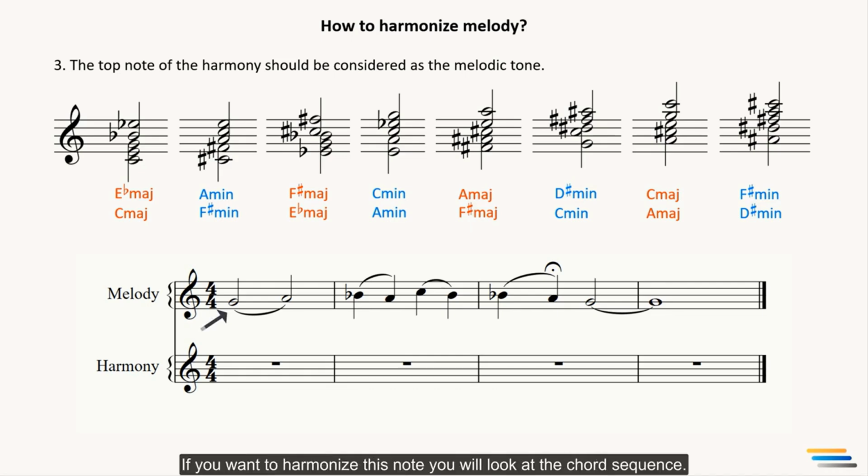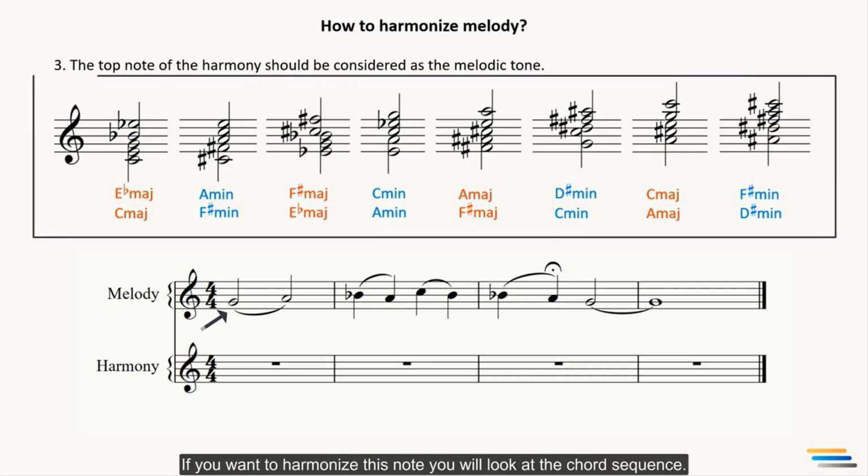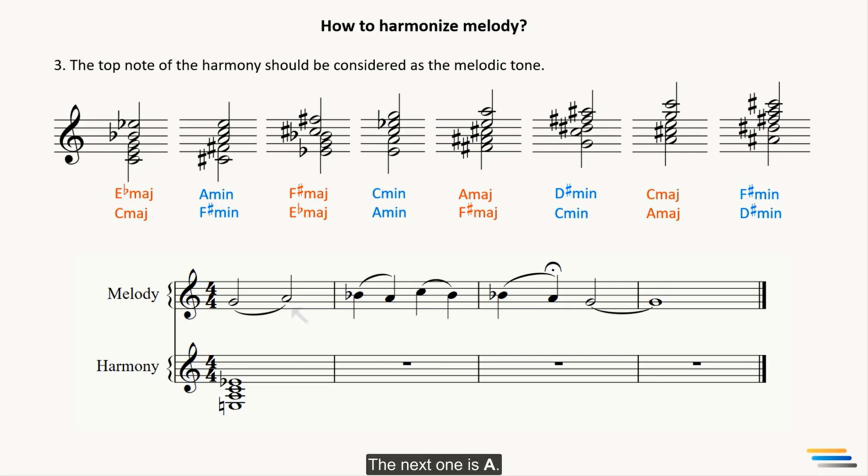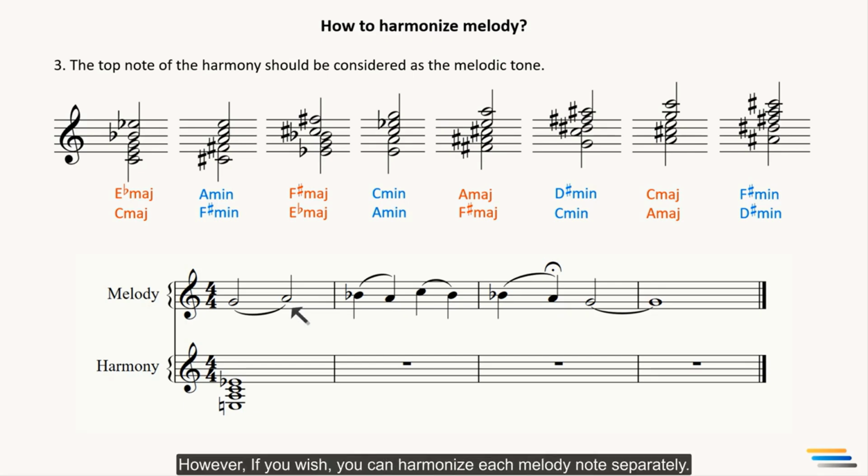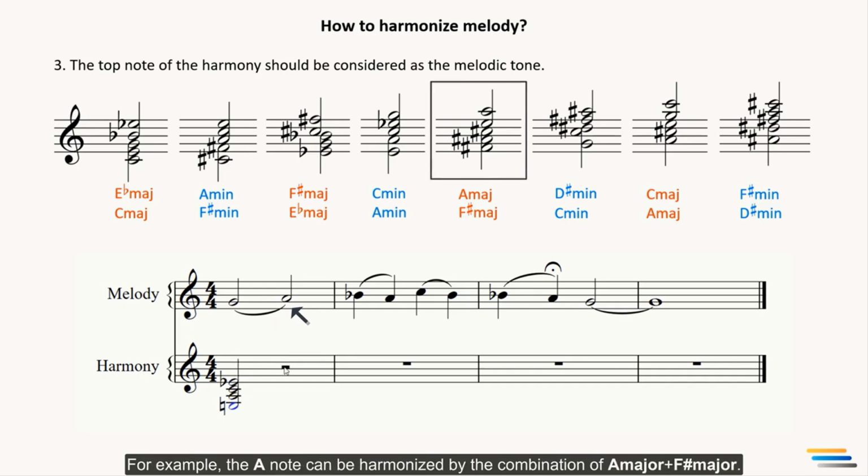If you want to harmonize this note, you will look at the chord sequence. The next one is A. I'm leaving this note. However, if you wish, you can harmonize each melody note separately. For example, the A note can be harmonized by the combination of A major plus F sharp major.